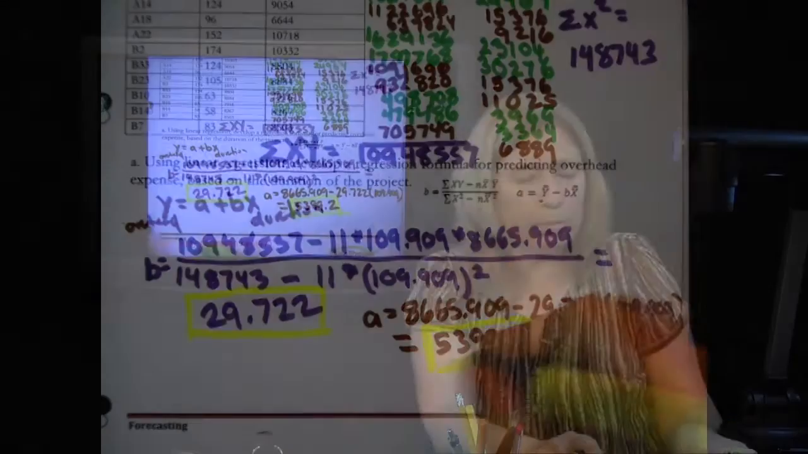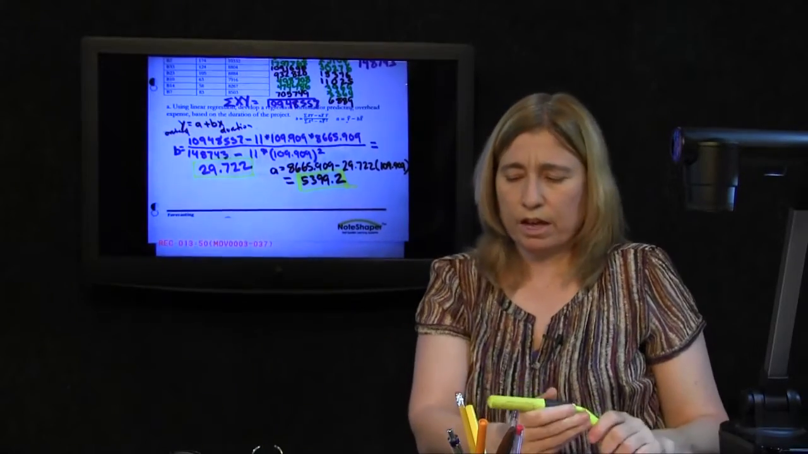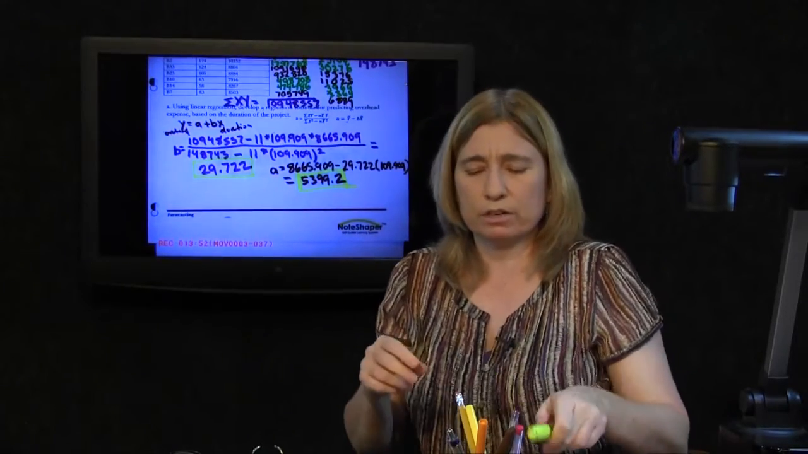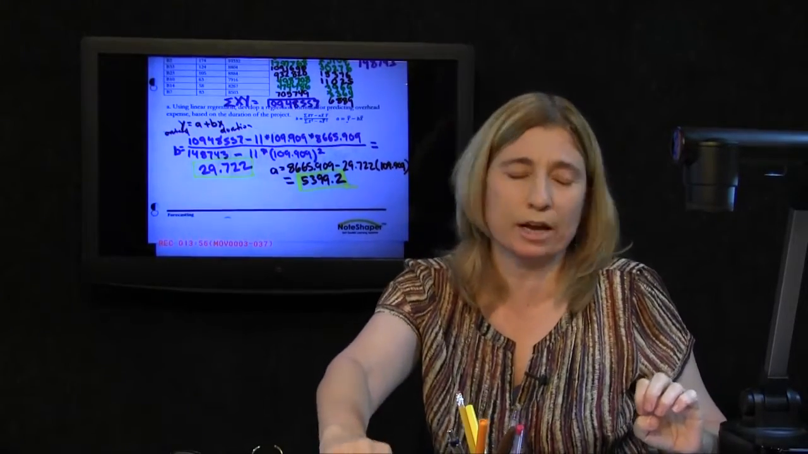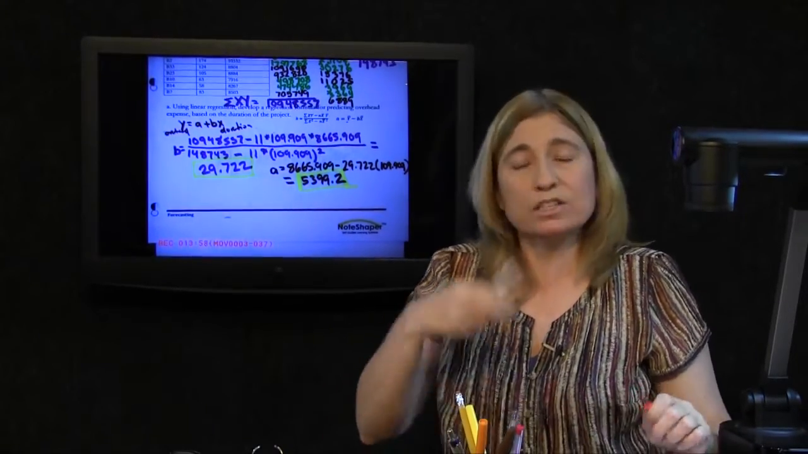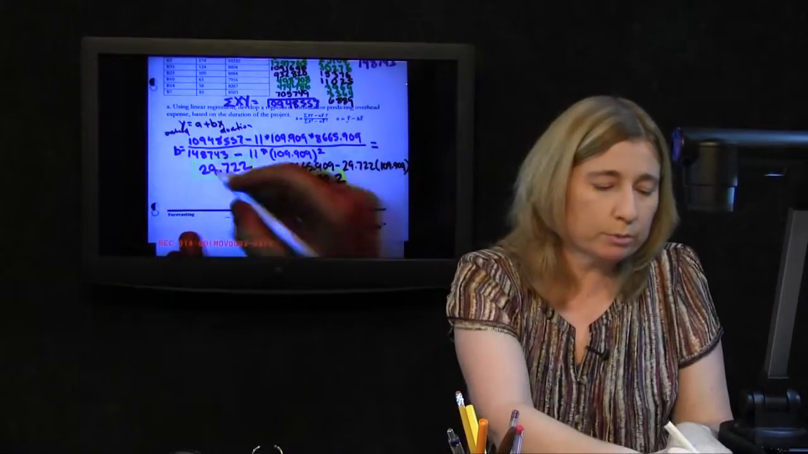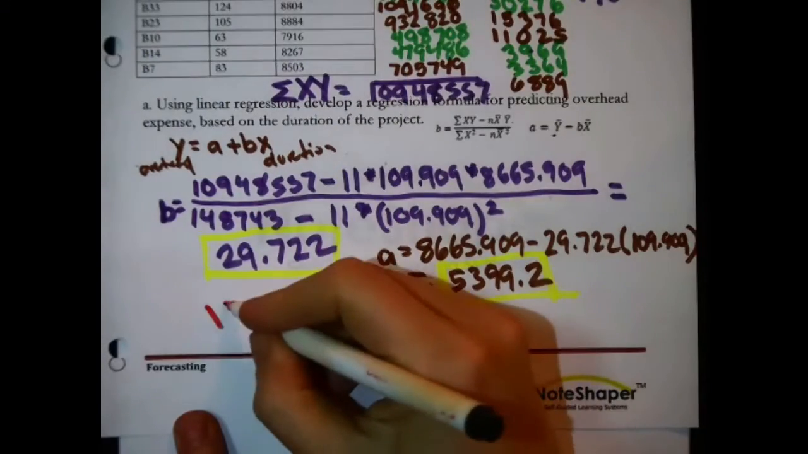5,399.2. Now I keep putting boxes around these as if they're the answers, but they aren't the answers in themselves, but we're almost there because what is it that the question actually asked, right? What's the linear regression equation? Now we just assemble it.